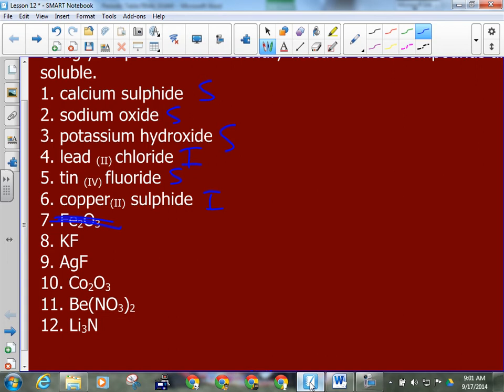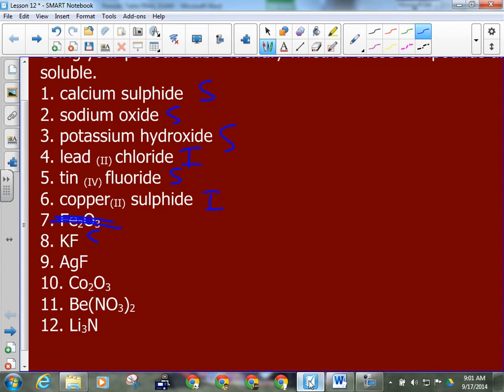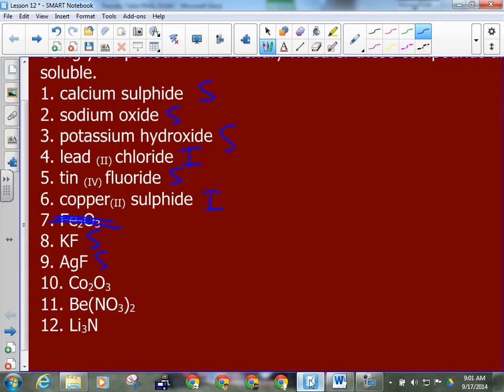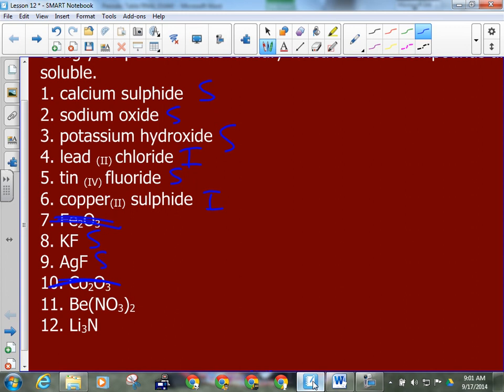Okay, potassium fluoride. We'll look that one up. Fluoride has its own column, soluble with most things, and potassium's not in the insoluble row. So that would be soluble. Silver fluoride. Soluble with most things, and I don't see silver down in that insoluble row either. So that one would be soluble. Cobalt 3 oxide. That one we won't be able to do because cobalt and oxygen are not on here, so we'll scribble that one out.